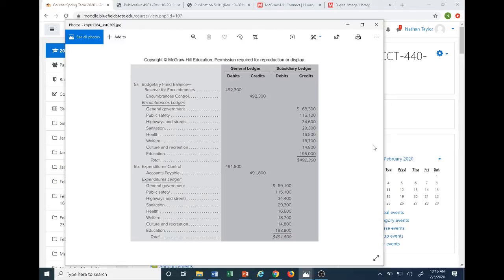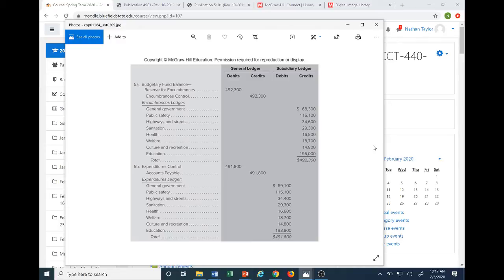Right here, we're mainly breaking down the itemized details of what those expenditures are. So we know we've spent $69,100 of expenditures on general government, public safety 115,100, and so on and so forth. So you get the gist of it. That's pretty much it for the review on how to go about encumbering and unencumbering, setting the budget, and dealing with revenues.